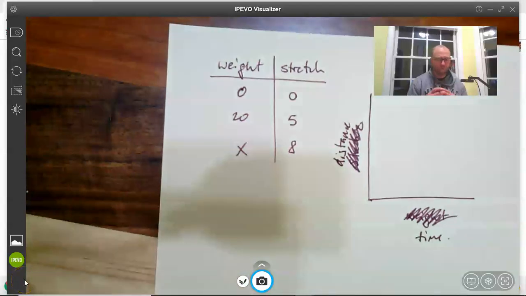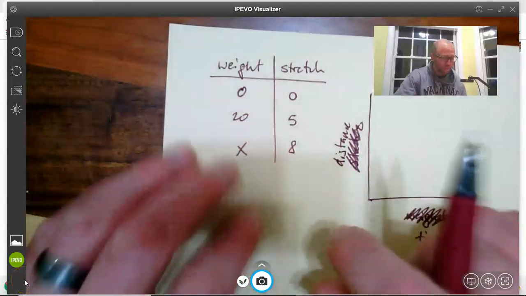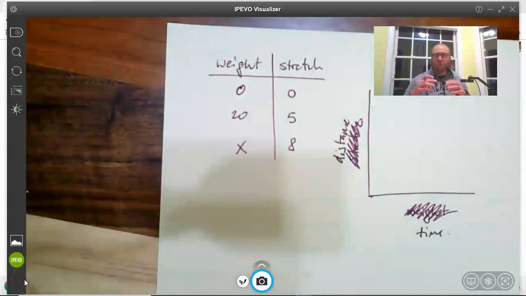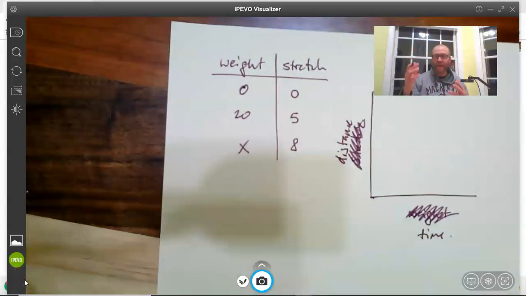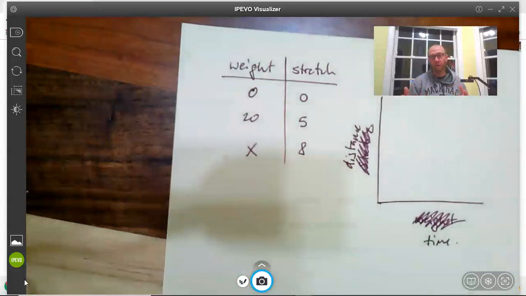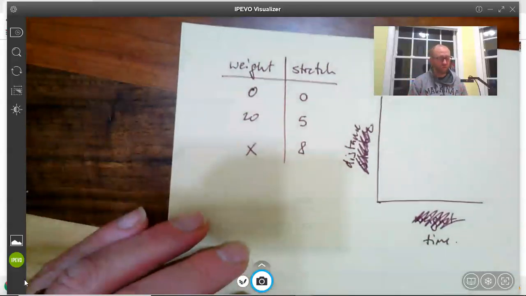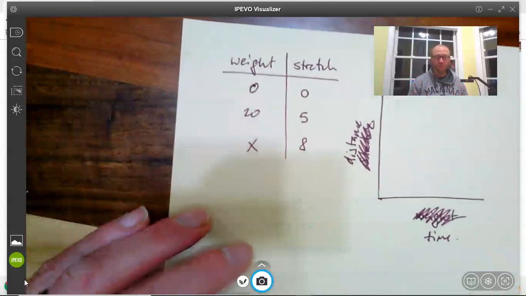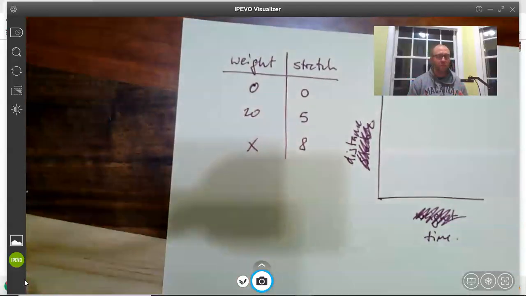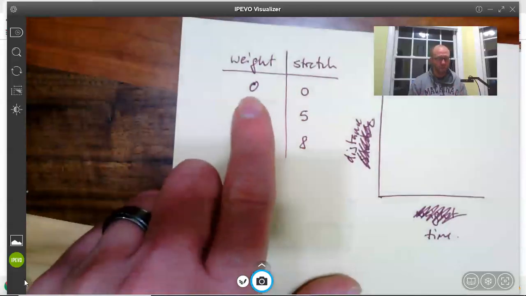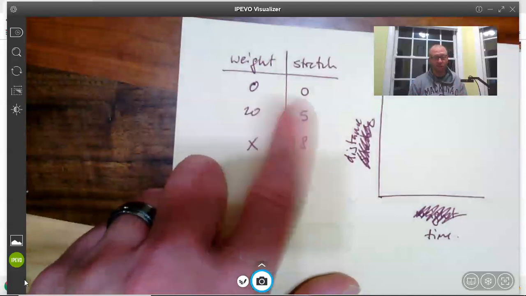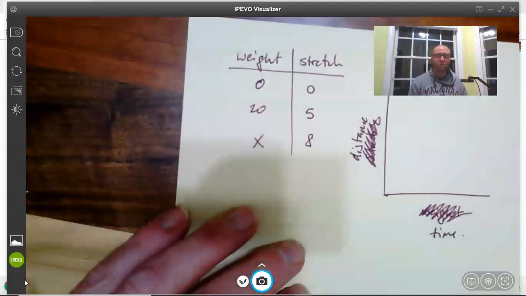All right, in this problem, we're dealing with a spring that's hanging. There's a weight hanging at the end of the spring, and the bigger the weight is, the more the spring stretches out. And the relationship between the amount of weight you put on the spring and the amount it stretches is a direct variation relationship, which means that, by the way, if I put no weight on the spring, then there's no stretch. And that's really important for direct variation.